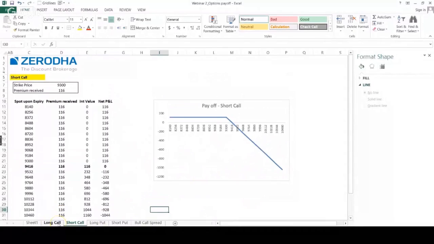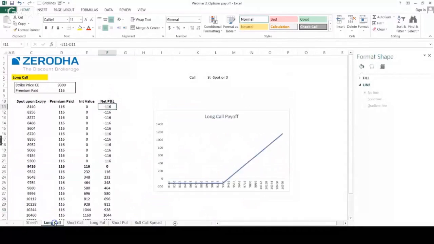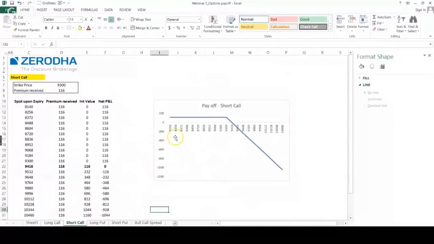All right, guys. So what we've done is we've tried to understand the dynamics of the payoff of a long call position here. And this is the dynamics of the short call position here. And as I've repeatedly said, it's the mirror image. So the break-even points for both these positions would be the same.